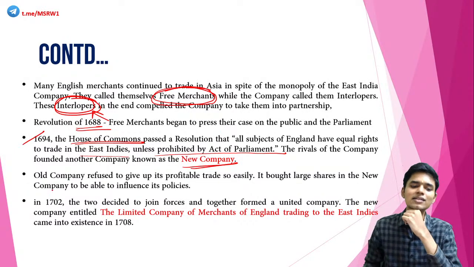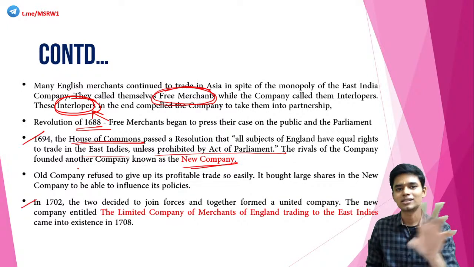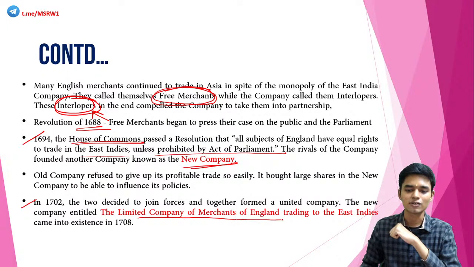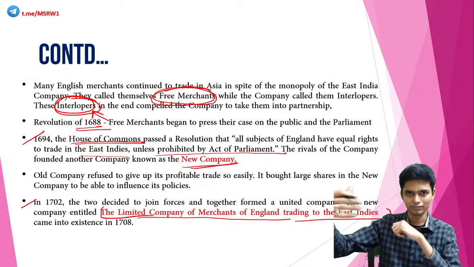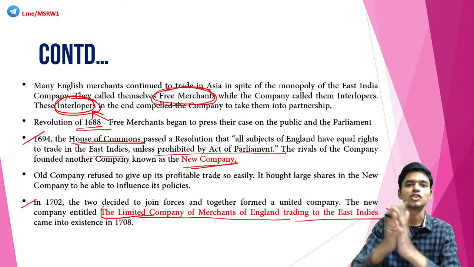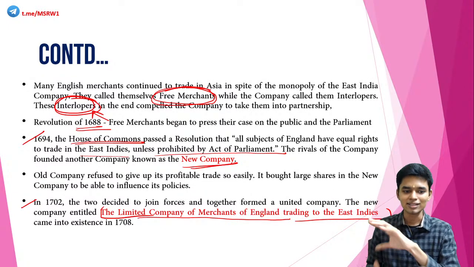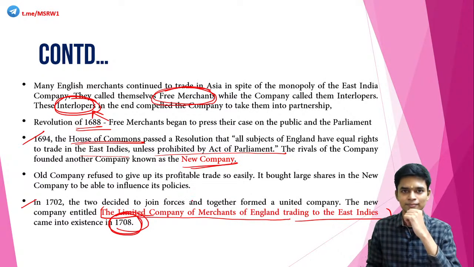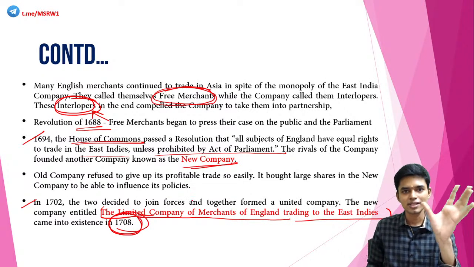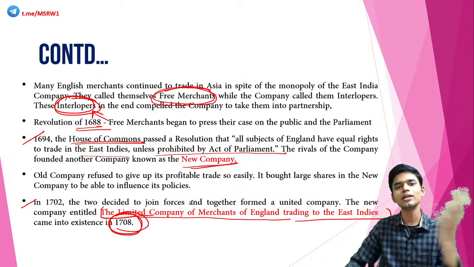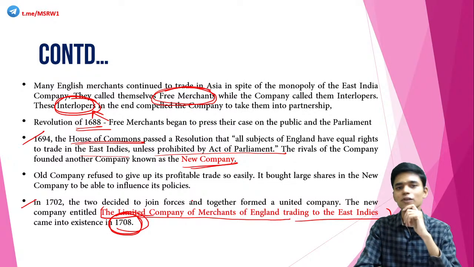But finally, in 1702, these two companies decided to merge together, and thus they formed the Limited Company of Merchants of England trading to the East Indies. This is the new company which came into being when the old company and the new company merged together. This company came into existence in 1708. So from now onwards, there is a single company. The two companies have merged together, and the single company will trade with the east of the Cape of Good Hope.